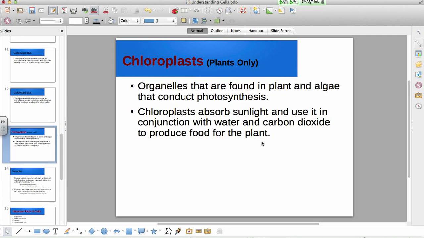The chloroplast itself does not create the photosynthesis process. The chloroplast is the organelle where it occurs. Okay, so there are other things inside of that chloroplast that we'll talk about a little bit later when we get more into photosynthesis, that actually process the energy from the sun and the materials that come in, and actually do the generating of the photosynthesis. The chloroplast, however, is the organelle where that photosynthesis occurs.